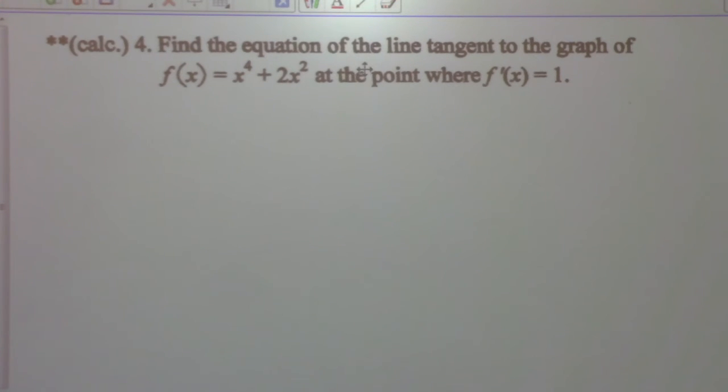Okay, here's another one. You do this one, guys. This is a calculator problem here. F prime of x equals 1. What is that? It means that F prime of x equals 1.